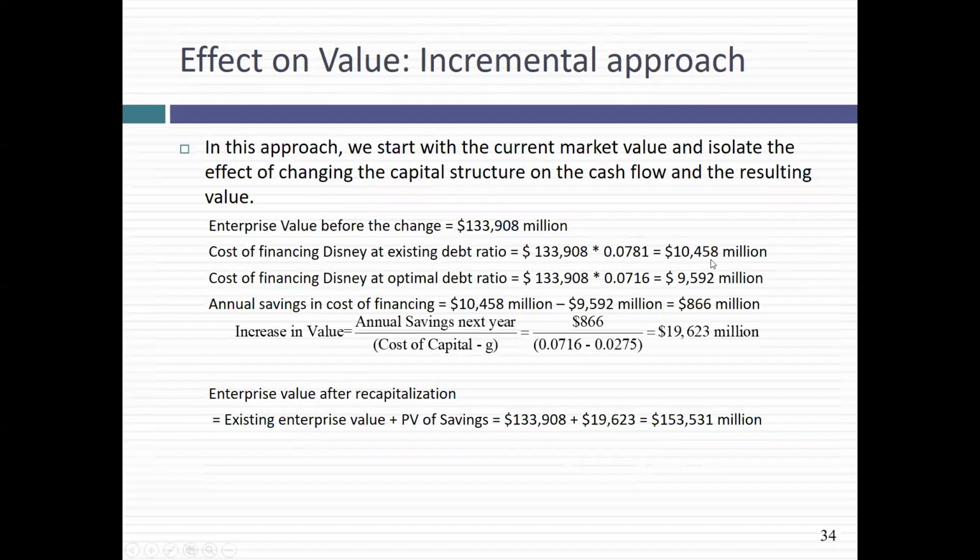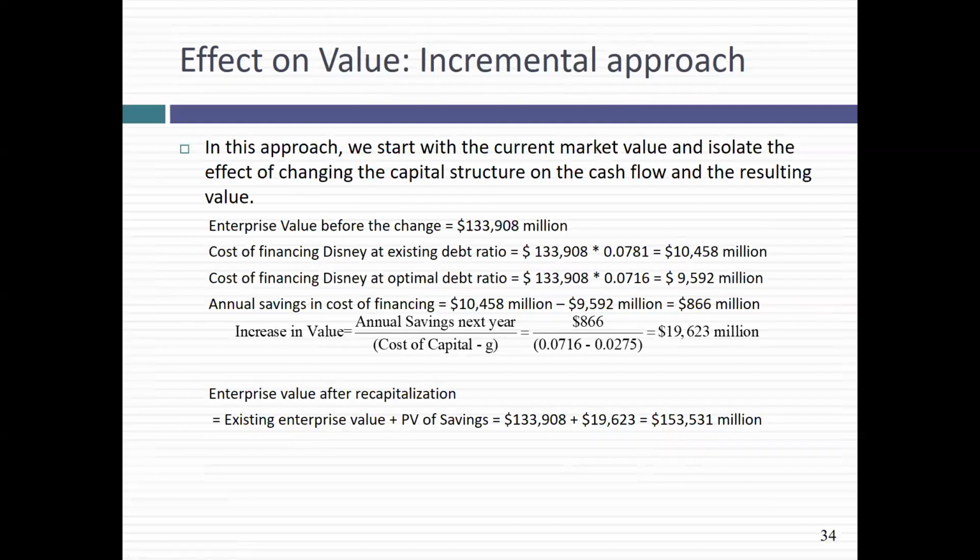we're spending each year. Then we can compare the cost of capital of financing Disney at the optimal debt ratio, which is 7.16%. This is the optimal, which is the lowest that we found, at 40% debt. That gives us a cost of financing here. So the annual savings is right here: $866 million we're saving annually, according to our calculations.